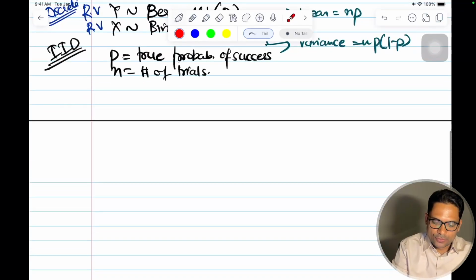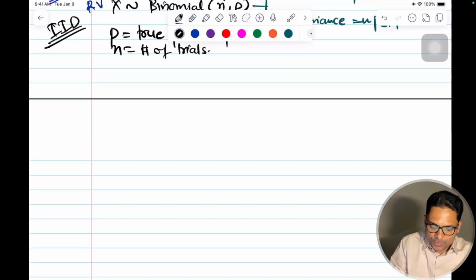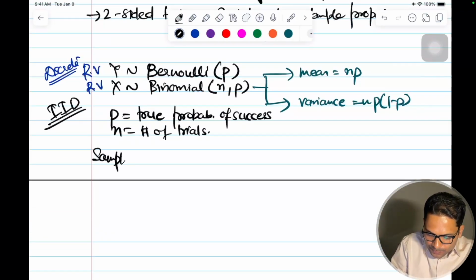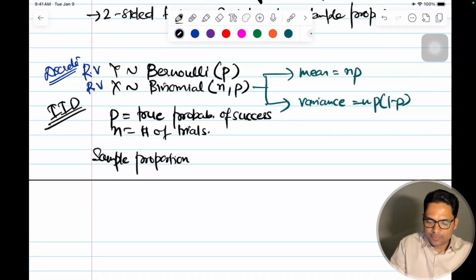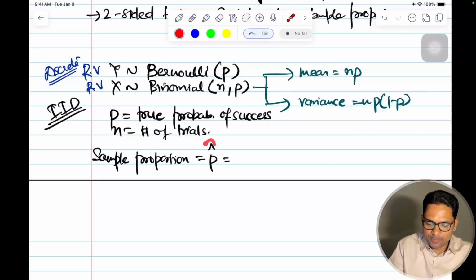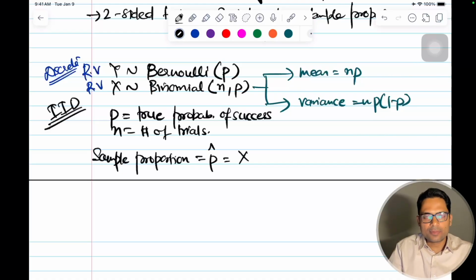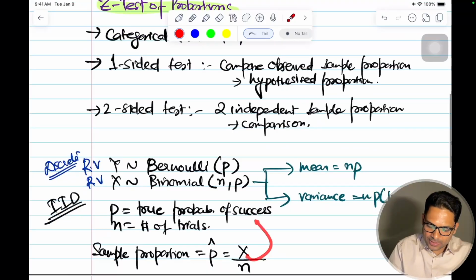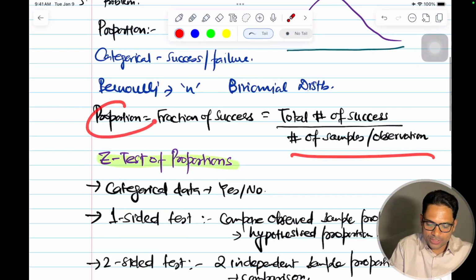So what will be my sample proportion now? The proportion that I have is given by p hat. This p hat is equal to the number of successes that I get from the binomial trial divided by the total number of trials. That total number of successes we get from the binomial, and n is the number of trials, the sample size. So that's how proportion is defined.